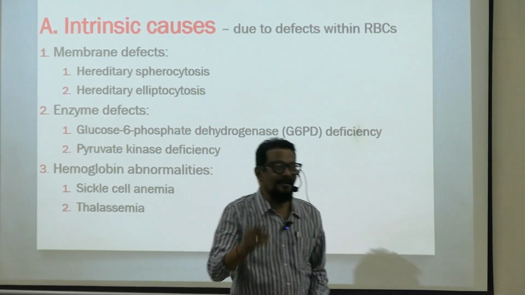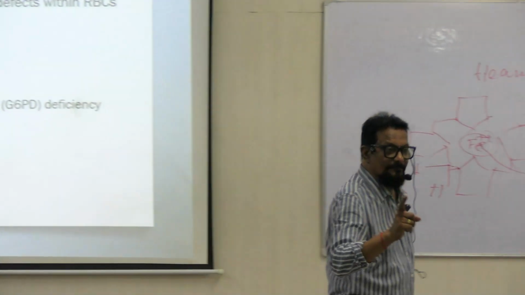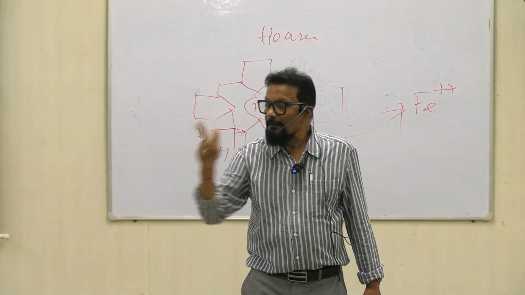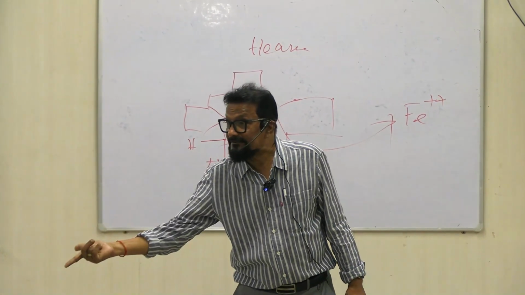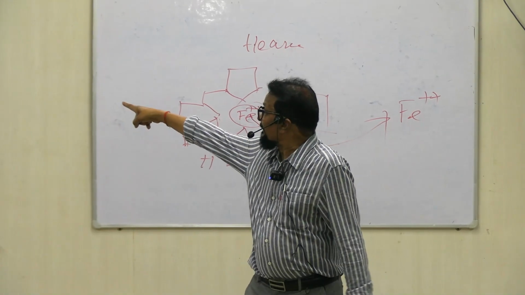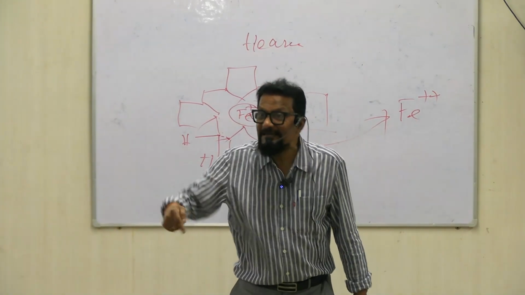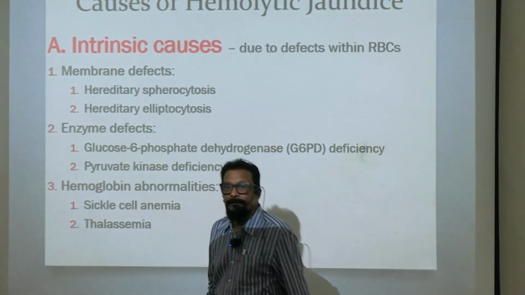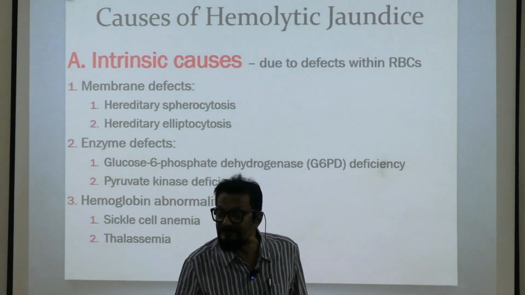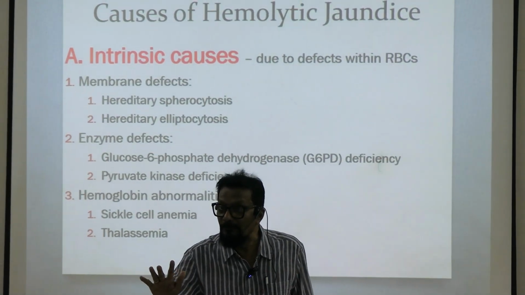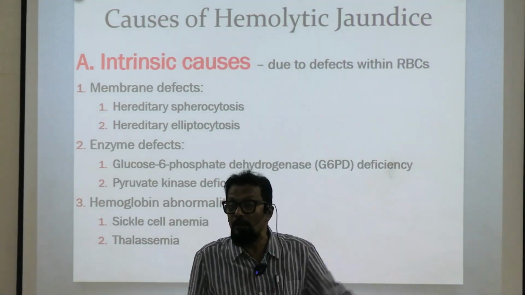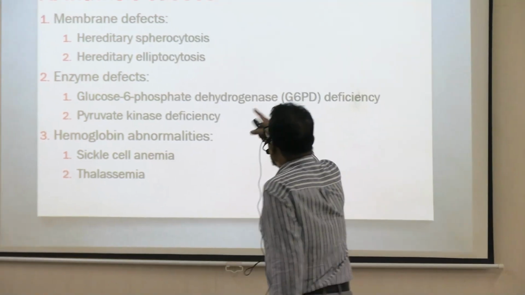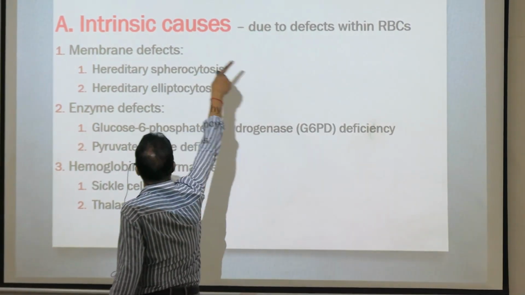Pyruvate kinase is the last enzyme of the glycolytic path. In this reaction, phosphoenol pyruvate is converted into pyruvic acid, and the enzyme is pyruvate kinase. In this step, ATP is produced. Now, if it is absent, will sufficient ATP be available in the cell? No. Without ATP, how can the cell work? So that is another problem, and that will also create hemolysis.